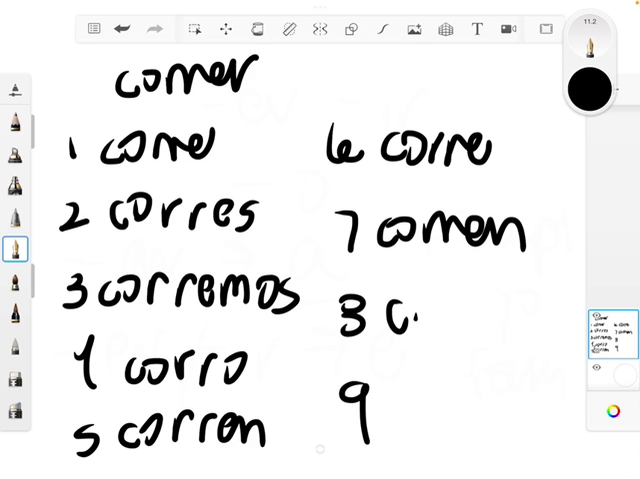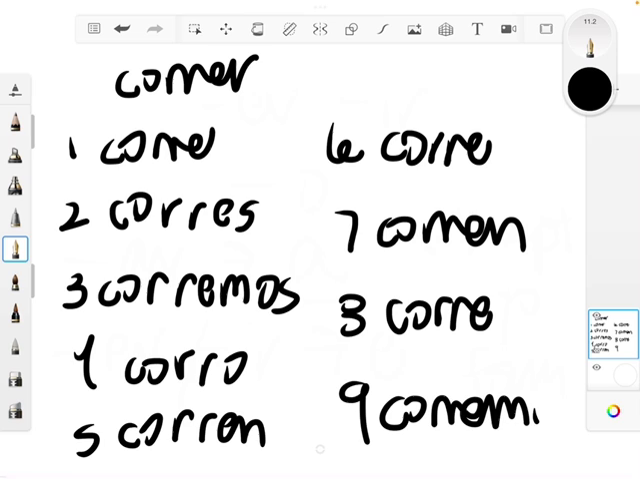La familia corre. And here la familia is the family, but because it's a singular noun, it takes a singular verb, even though there's more than one person. Marcos y yo corremos. Okay?